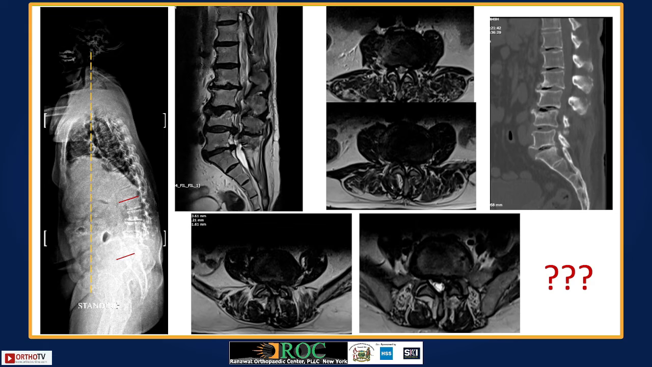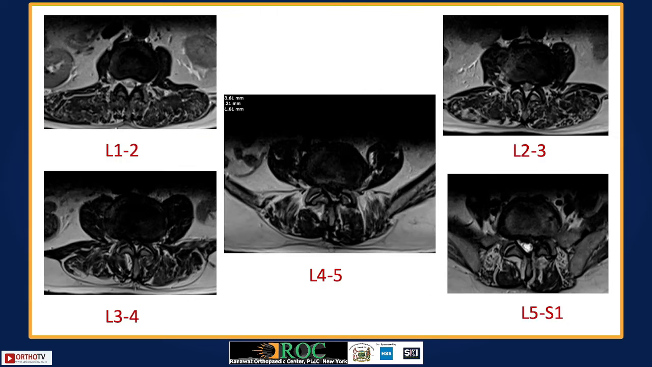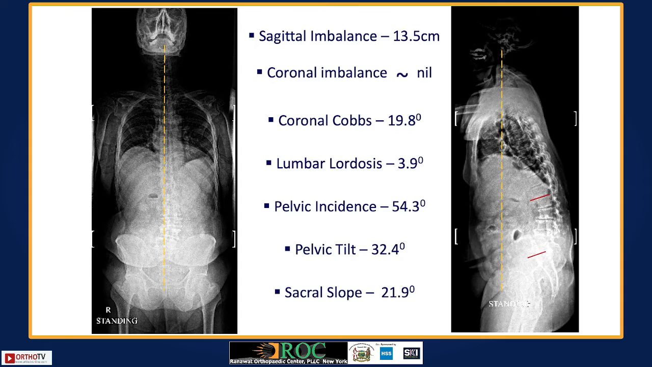I will do L2 to S1 decompression plus stabilization, because the tricky thing was there was a foraminal stenosis at L5-S1, and if you clinically feel that is contributing, then L2 to S1 is the way to go for me. We'll do 2-level at least TLIFs, probably 3 levels in this: L3-4, L4-5 and L5-S1.